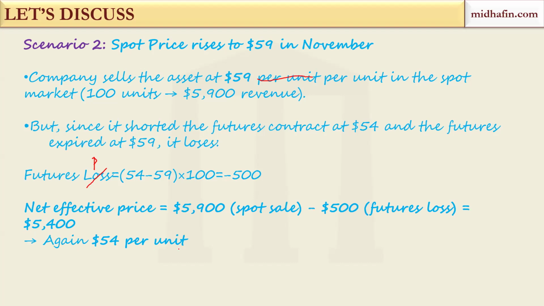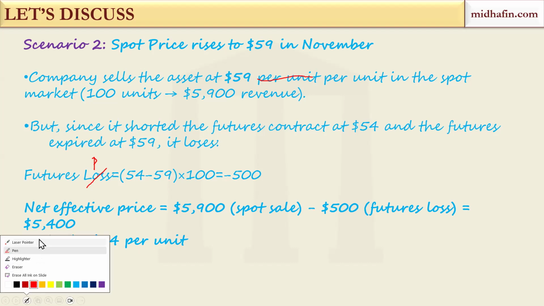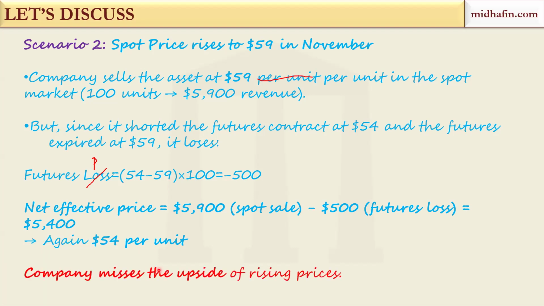So in this case, what happened? The price at which the company had locked, 54, is only being realized, whether it is scenario 1 or scenario 2. So in scenario 2, don't you think the company has actually missed the upside of rising prices? Yes or no? Agreed? Yeah. By shorting, the company has actually missed the upside of rising prices.